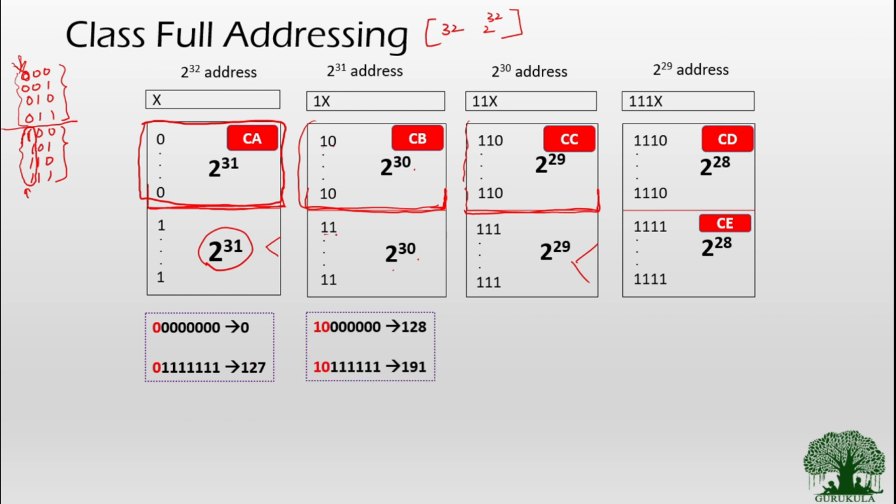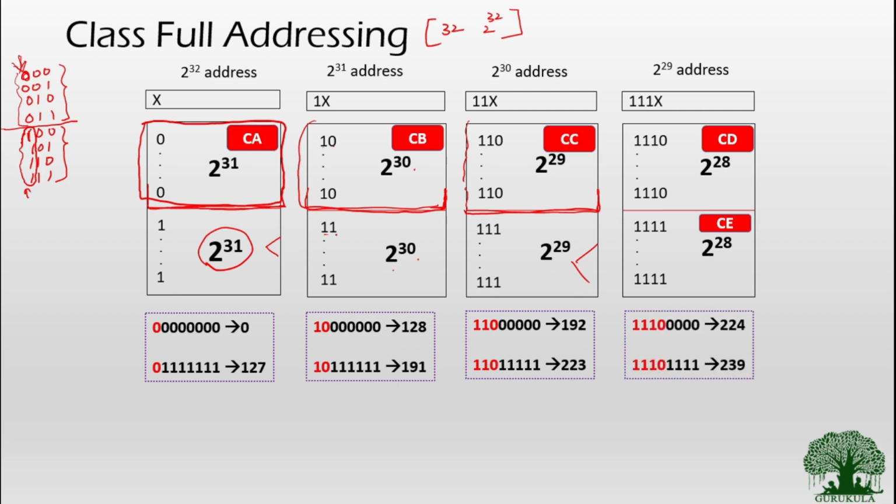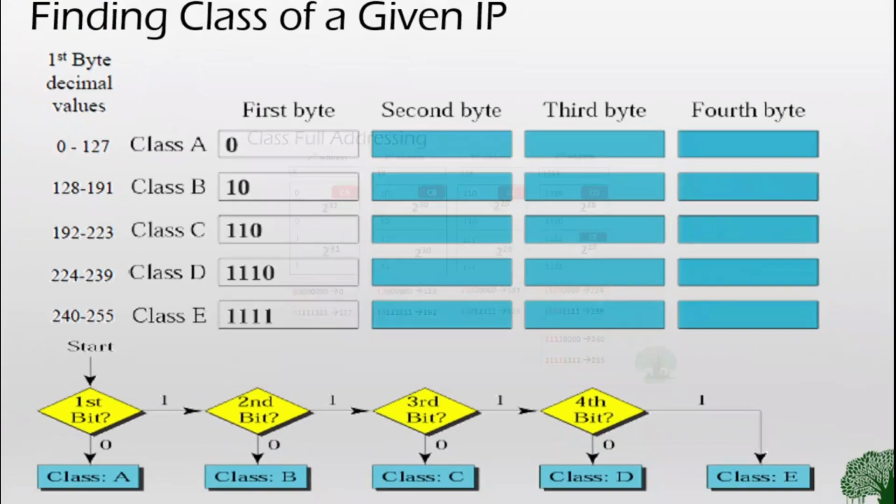Similarly, when you write it for class B, you will get from 128 to 191. For class C, 110 is constant at all times. The remaining bits may run from all zeros to all ones, so you will get 192 to 223. For class D, 1110 is frozen, and the remaining 4 bits can vary from all zeros to all ones, so you will get 224 to 239. And for class E, it is 240 to 255. So this is how the classes are organized in the IP address space.